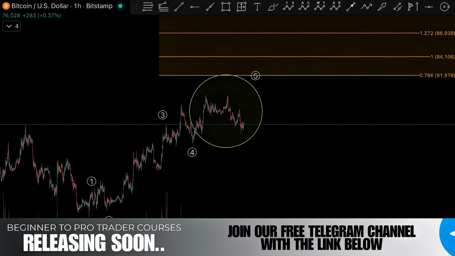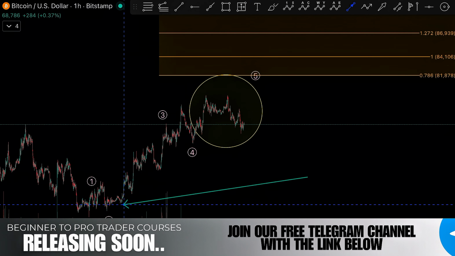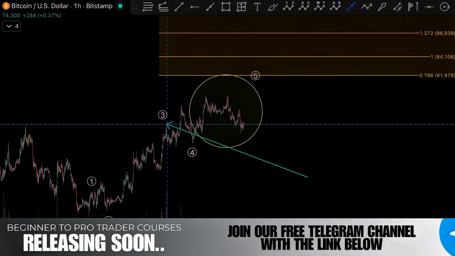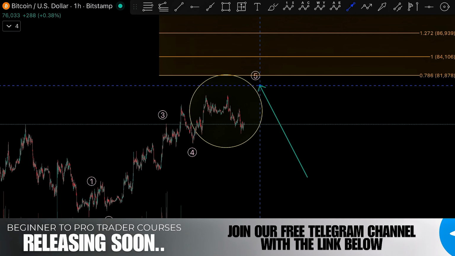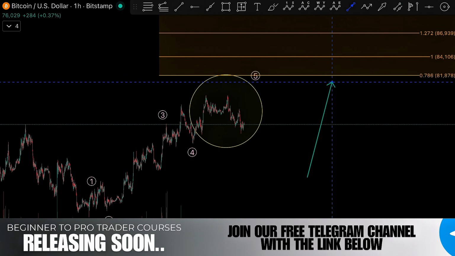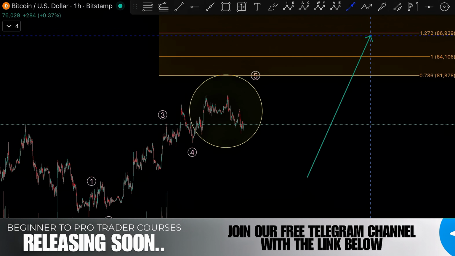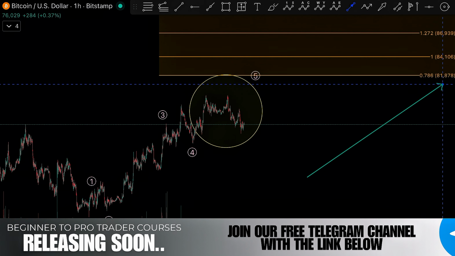But if you pay attention here at the 0.786, this is 81.8K. And this is just the extension from this leg 3 to 4. We have 3 finishing here. So this is a flat correction over here, ABC. And from here, this fifth wave has to touch at least the 0.786 level. It doesn't mean that the price cannot go higher. It can definitely go higher, but the minimum target is 81.7K or 81.8K.